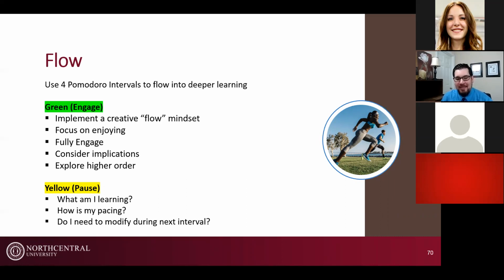Fully engage with the content to process at deeper levels. Consider the implications of the information. Explore the new information's meaning at a higher order or metacognitive level. During the pause, ask, what am I learning? How's my pacing? Do I need to modify during my next interval?